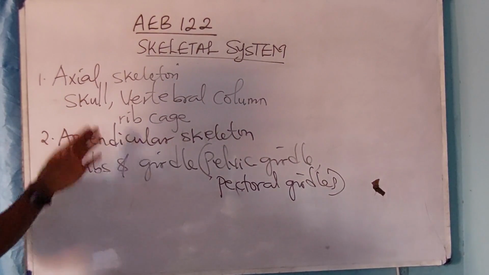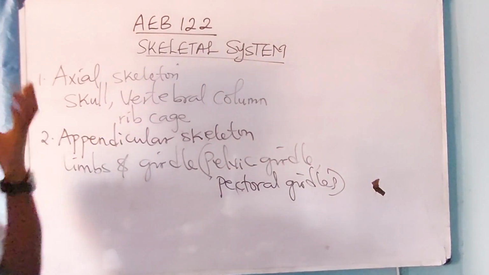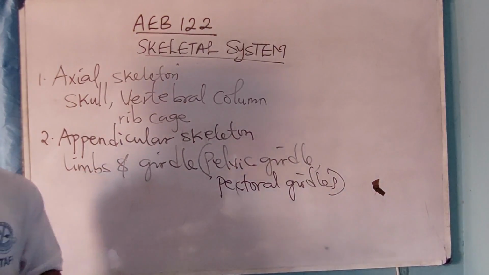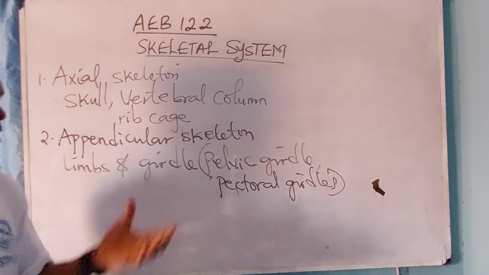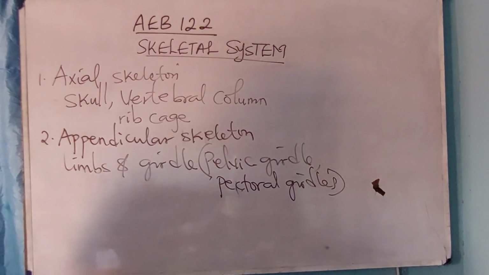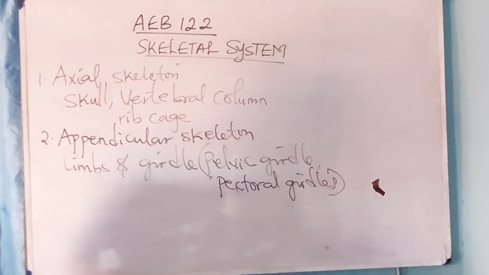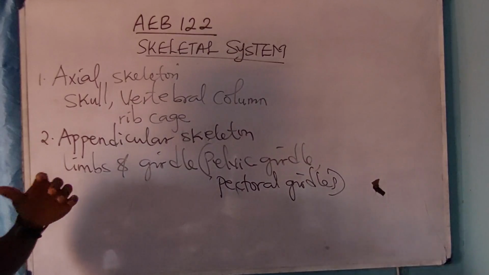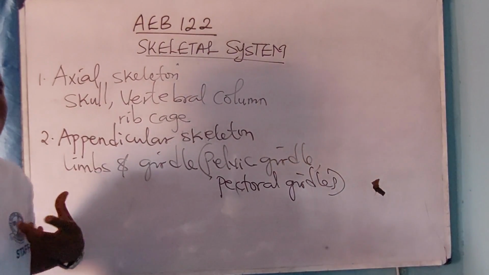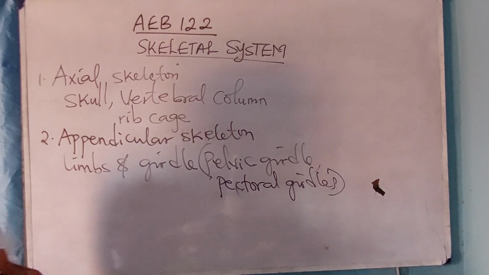Now the skull is that part that houses the brain. It is called the brain box. It houses the brain. The vertebral column is the backbone. It's called the backbone, and they are 33 in number. The rib cage is a part of the rib that looks like a cage, where the ribs are found, located, and enclosed.